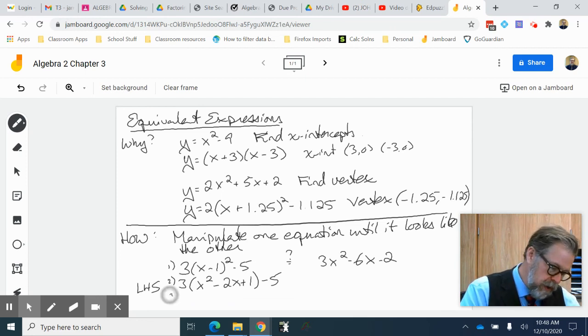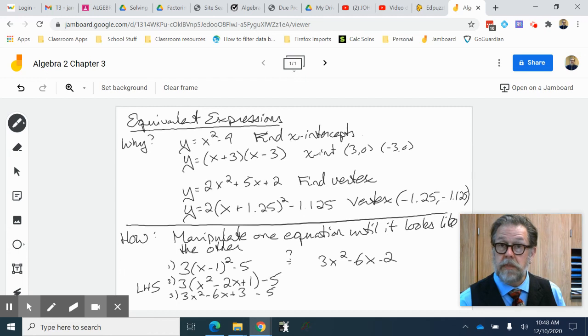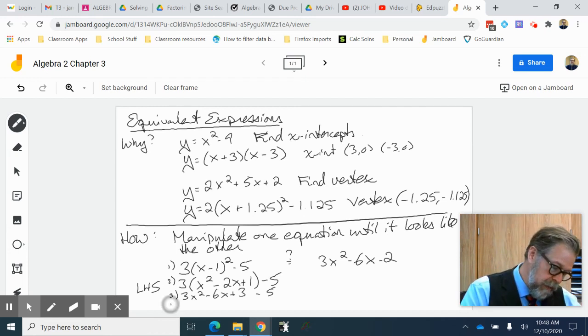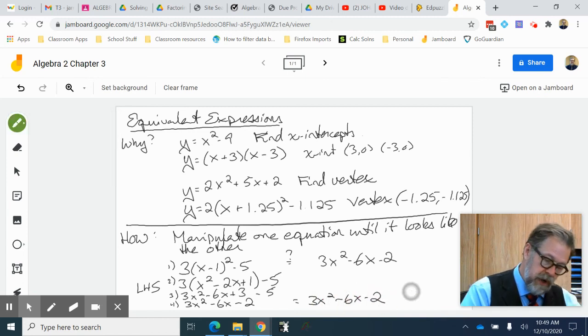Next, distribute the 3. 3x squared minus 6x plus 3 minus 5. I've got another equivalent expression because I did a legal mathematical move. Finally, I'm going to combine like terms, minus 6x minus 2, which is a legal mathematical move. And what I now see is that these expressions are, in fact, equivalent.